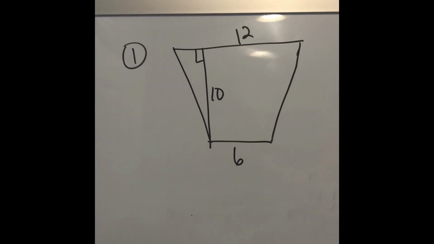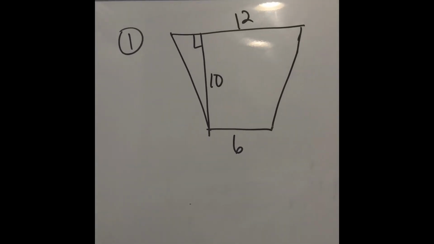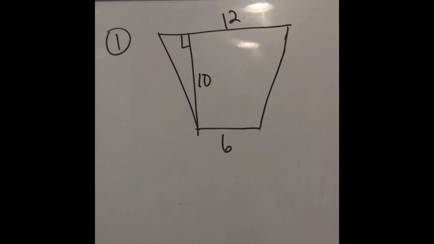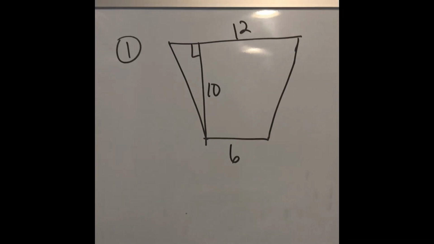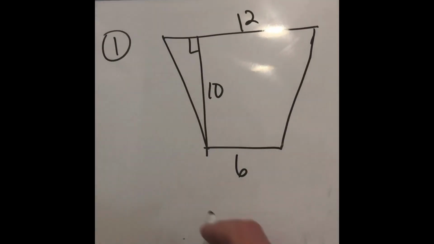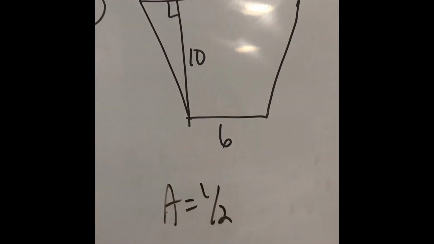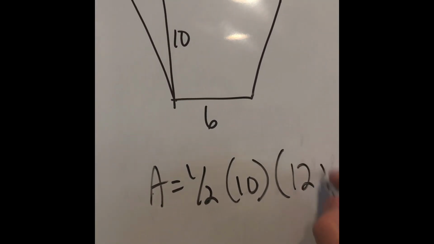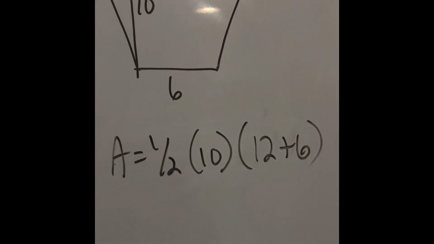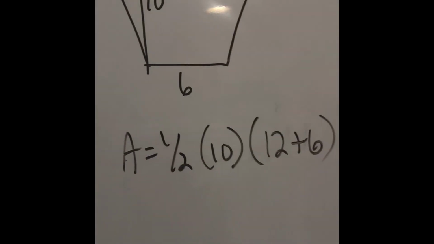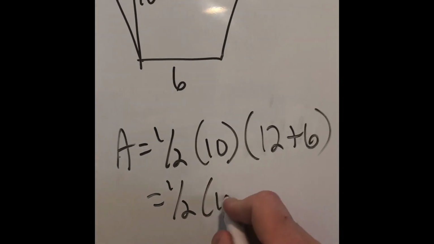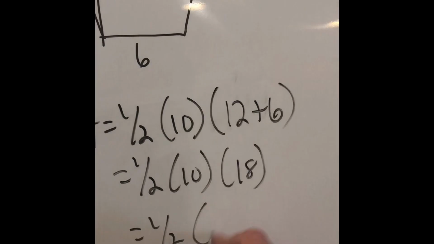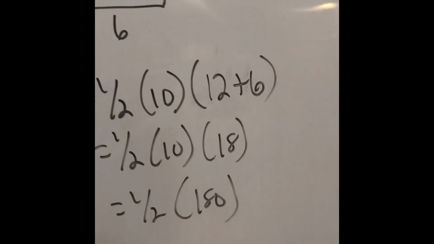Okay, so we're back, and what we're going to do now is some problems on the trapezoids, the kites, and the rhombuses. So here we just have a regular old trapezoid. Remember, its area equals 1/2 of the height times the sum of the bases, which in this case is going to be 12 plus 6. Okay? So this is going to be 1/2 of 10 times 18. 12 plus 6 is 18. So that's half of 180, which gives me an area of 90.